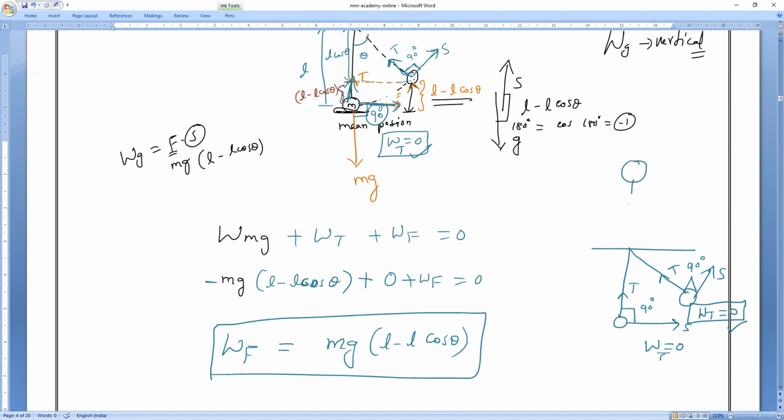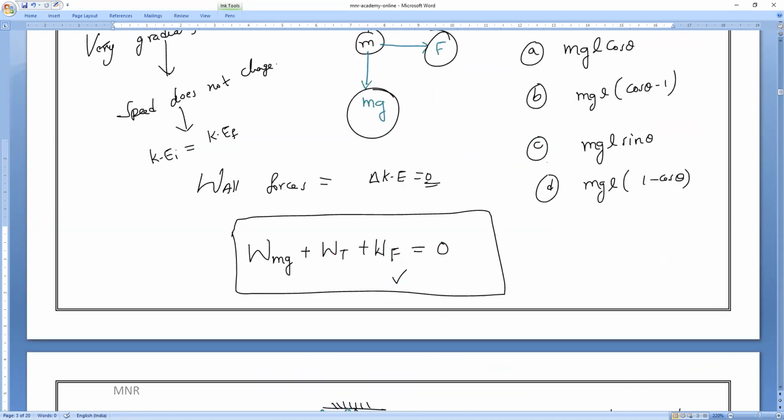But in this position, if you check, the work done by gravity: the force on the body is acting in the downward direction, the displacement of the body is in the upward direction, which is L minus L cos theta. The angle between them is 180 degrees, so the work done by gravity is equal to minus Fs. F means mg, S means displacement, L minus L cos theta. So what is the answer? Option?